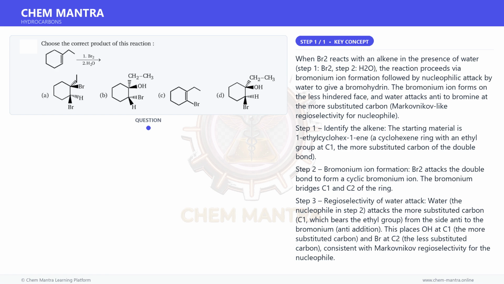Step 4. Stereochemistry. Anti-addition means OH and Br are trans to each other across the ring. In option B, C1 has CH2CH3, wedge, and OH, wedge, both on the same face, while C2 has Br, dash, and H, bold, showing OH at C1 and Br at C2 in an anti-relationship consistent with anti-addition through the bromonium.